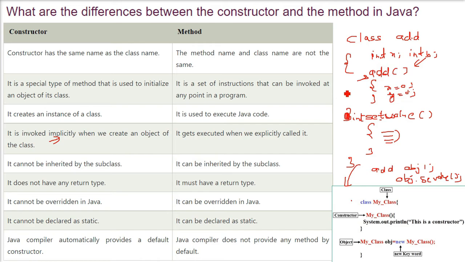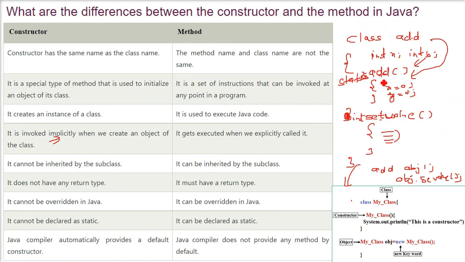Constructor cannot be declared as static, because a method is user defined. It can be declared static, but a constructor cannot be declared static because it is not something you have created. It is the programming language which has given it to you.